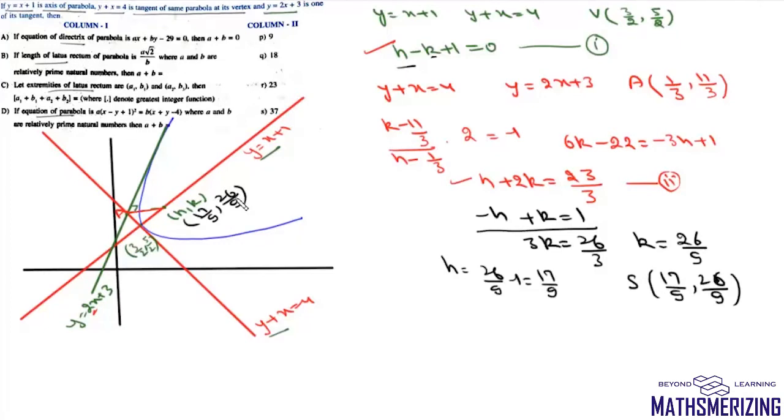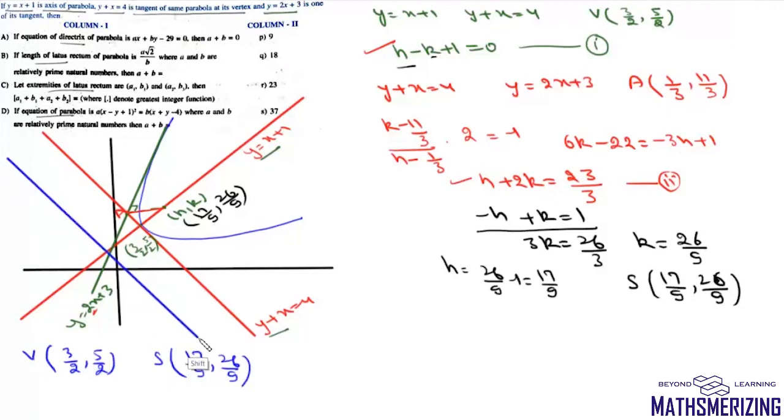So we'll write the result here. We have the vertex at (3 by 2, 5 by 2), and the focus at (17 by 9, 26 by 9). Now we need to find the equation of the directrix. So we'll find the base of the directrix. Suppose this is our directrix, and suppose the base point is D.